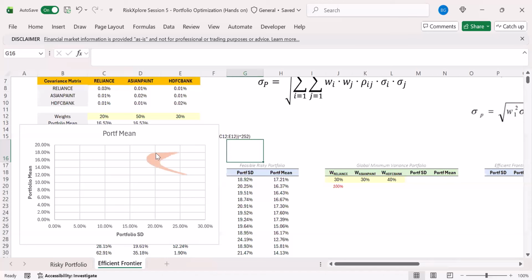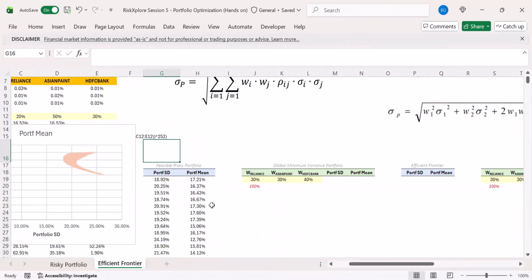What we will opt for is this return here, right? We will opt for this portfolio here, for the same SD. Correct. So that means there are some efficient portfolios. There are some efficient portfolios that we will only opt for in certain scenarios.